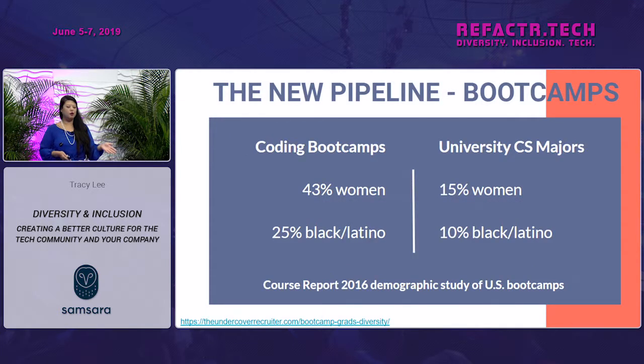And if you look at the numbers, so if you look at coding bootcamps, for example, this is Course Report's demographic study of US bootcamps, and they found that 43% of coding bootcampers were women compared to 15% of university CS majors. And this is the same with Blacks and Latinos, 25% versus 10%. So these numbers should really encourage recruiters to look beyond fresh college grads when hiring for entry-level development positions.